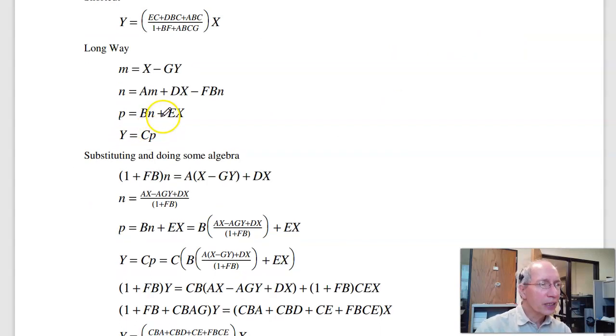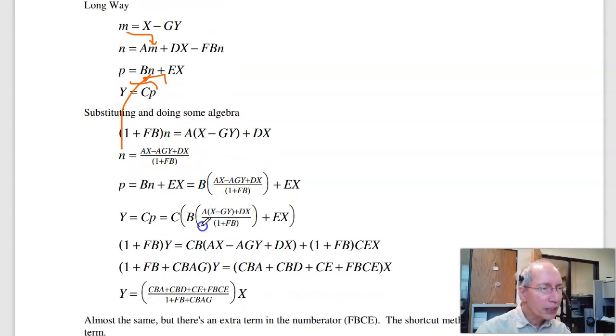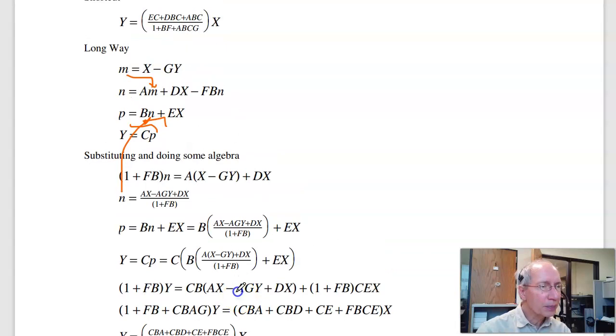Now, let's simplify. Substitute in for m. Gives you this equation. Solve for n. Now I'll take n and plug it in right here. Solving for p. And then substitute p in here. C times p is y. Now clearing the denominator, bringing all the y's left, here's my answer. And it's almost the same.